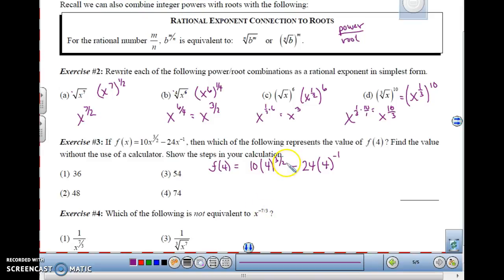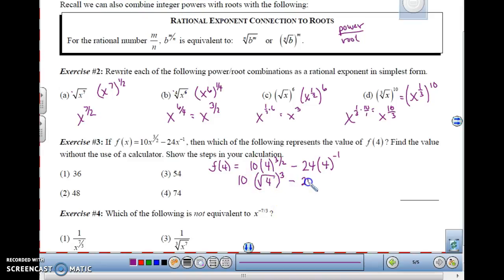All right, so we have to evaluate the exponents first. Now 4 to the 3 halves, what does that actually mean? What root are we doing? We are doing the square root because the 2 is on the bottom. It's the square root of 4 and then cubed. Now, we can either cube it first and then do the square root, or we can square root it first and then do the cube. I'm going to square root it first and do the cube afterwards.